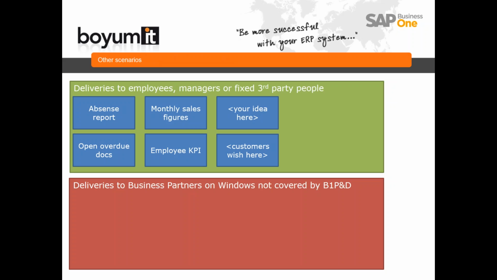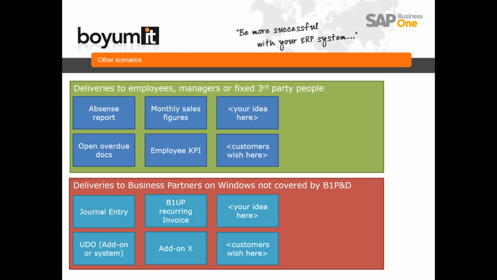So some examples for internal could be absence reports, some open overdue documents, monthly sales figures, employee KPIs, and whatever you find makes sense, or whatever your customer finds makes sense. Not out-of-the-box scenarios could be things like if you for some reason need to print out journal entries. For right now, we have said that's not an out-of-the-box experience because nobody really does it, but there must be a business out there that needs to do it, and if they want to, they can set it up instead of having it out of the box.